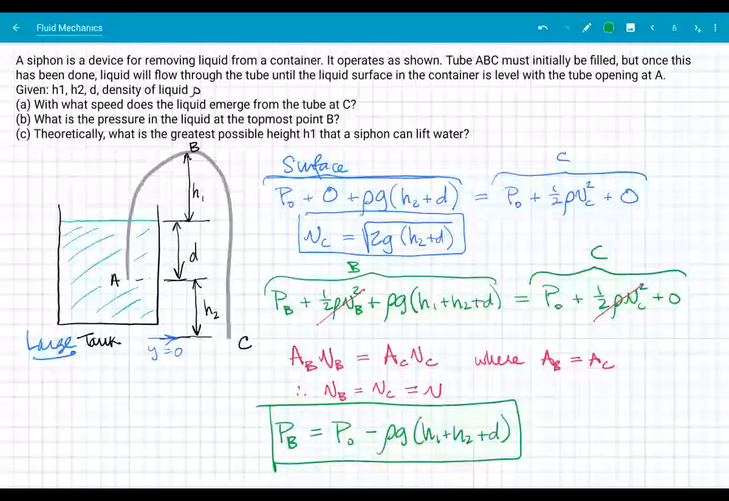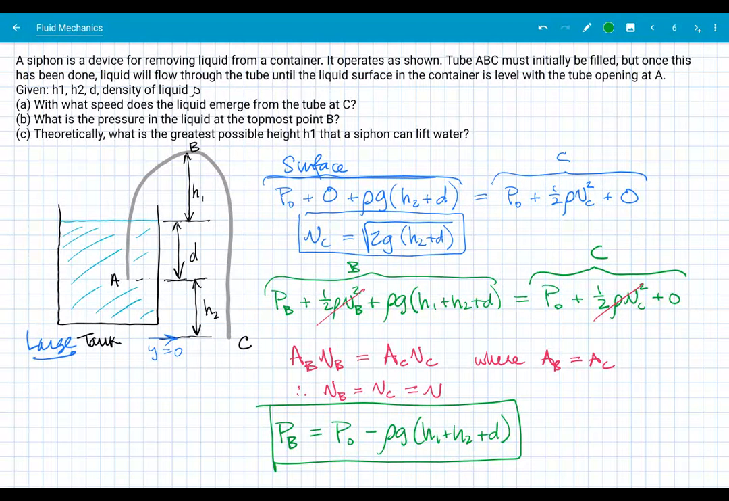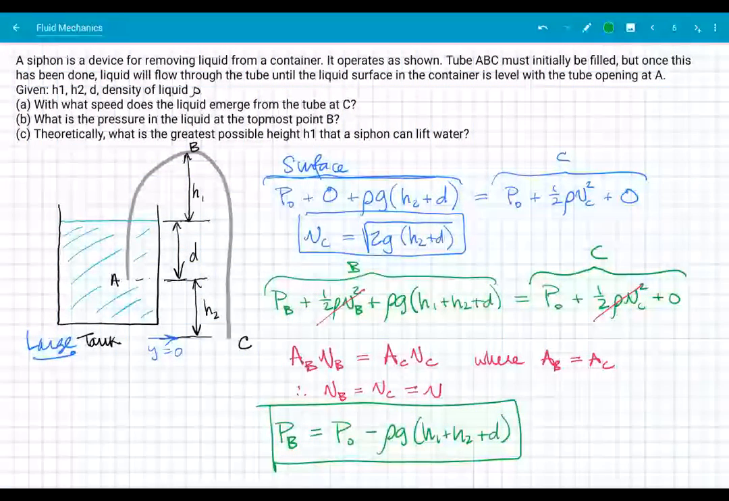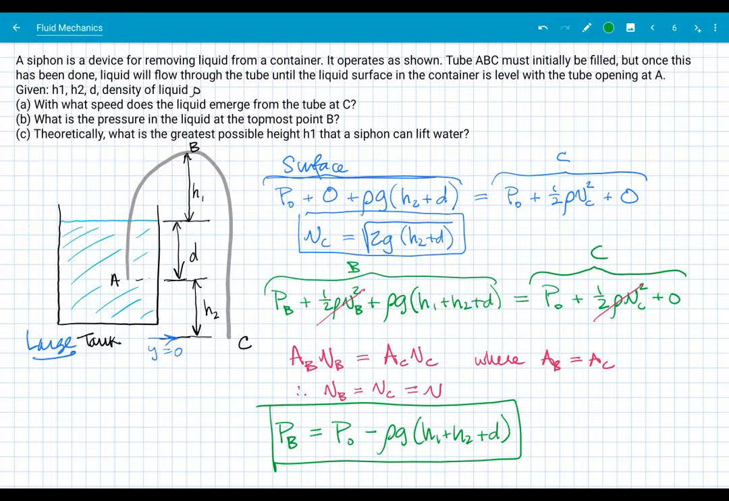For part B, I guess our answer for part B here is: what is the pressure in the liquid at the topmost point B? This is why I would set it up and solve for this particular thing. But I'm also just trying to show you in general that no matter what the problem is asking you for, your general process in these Bernoulli problems is to compare points that you know something about. All right, so we've got our part A. Let me label these. Our part A is answered. Our part B is answered.